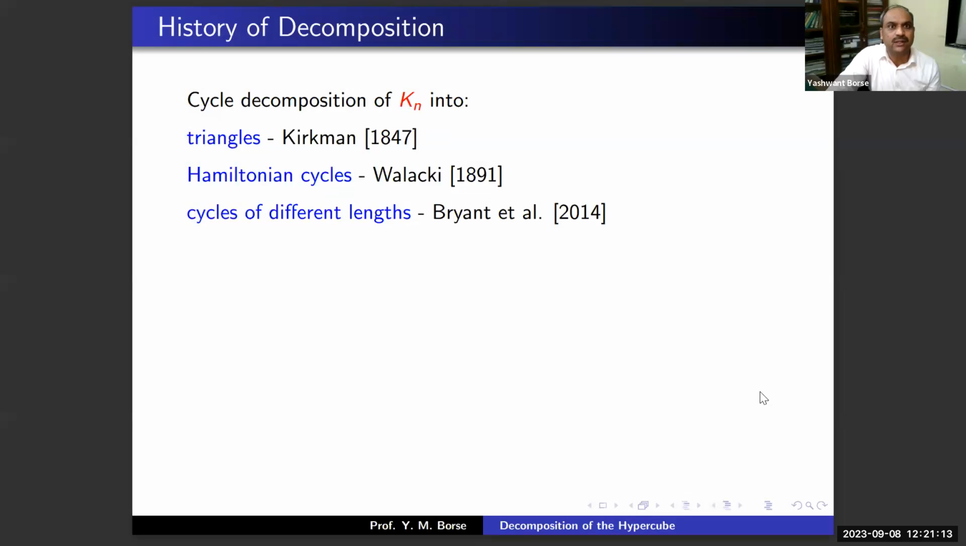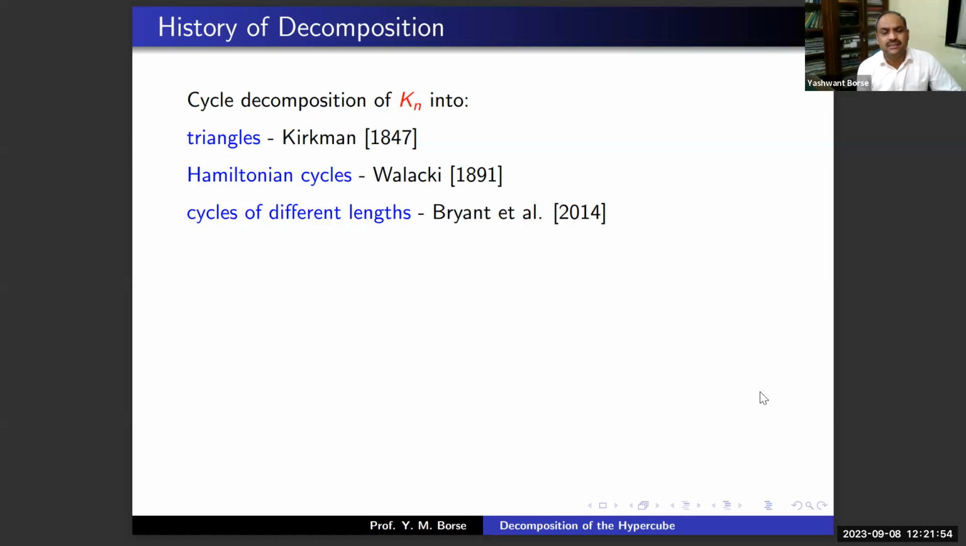Now we will focus on decomposition. History: earlier, decomposition of the complete graph was considered. In 1847, Kirkman tried decomposition of Kn into triangles, and in 1891, Walecki gave decomposition of Kn into Hamiltonian cycles. The construction of these cycles is given in Alspach's paper that we will see.